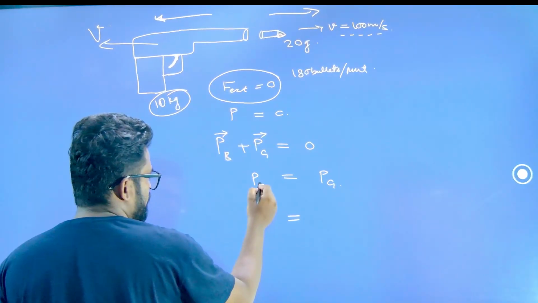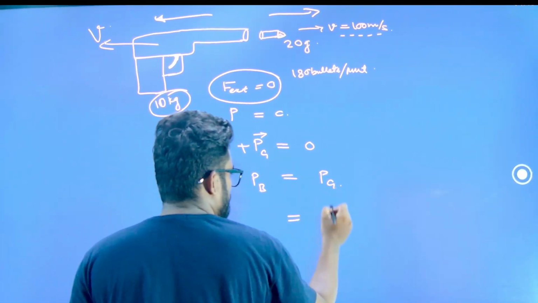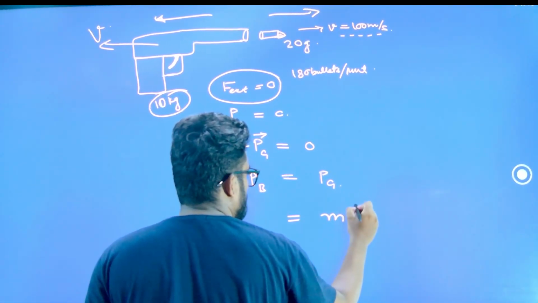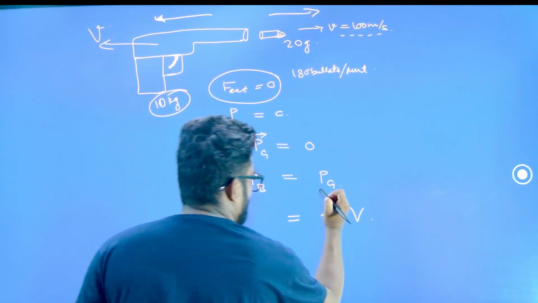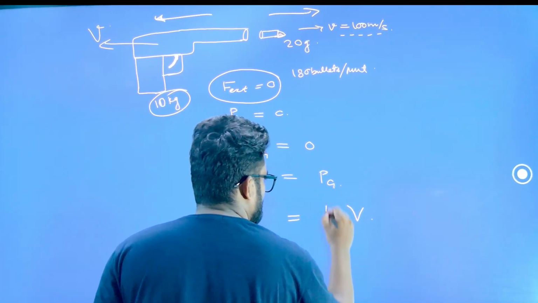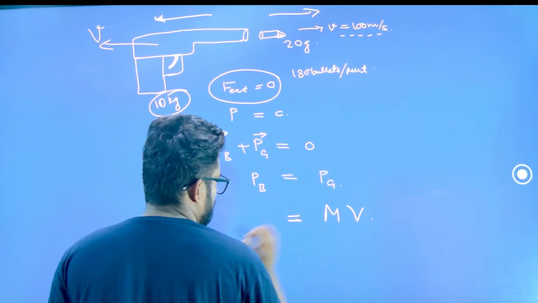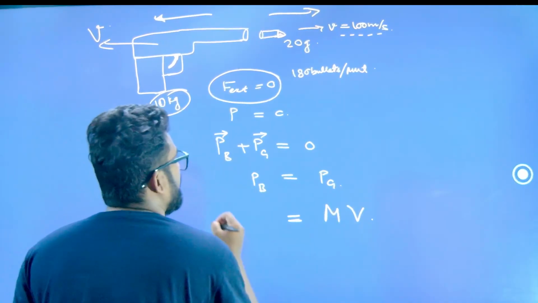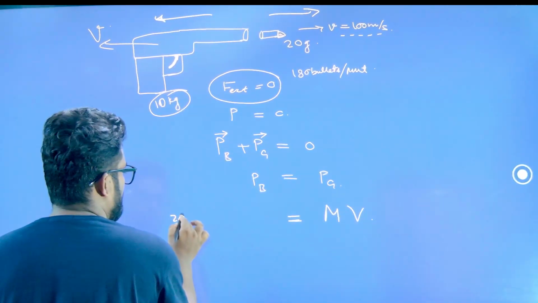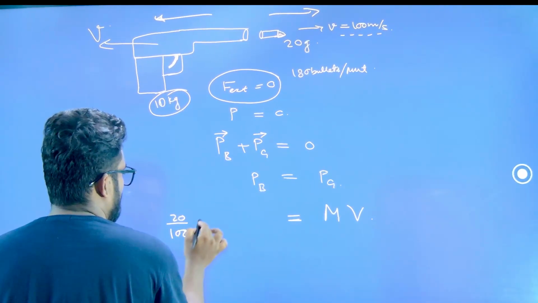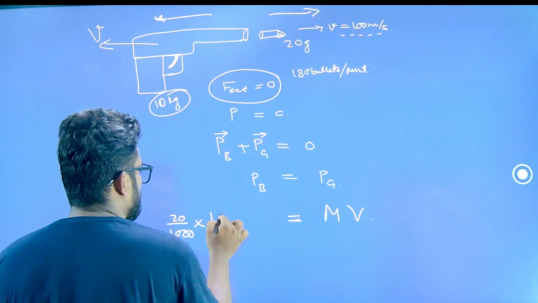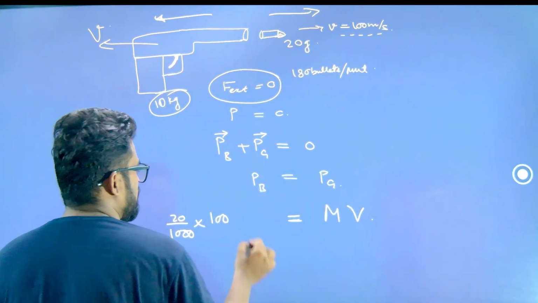So let's see. Momentum of the gun, mass of the gun into velocity, I can write it as capital M times V. Momentum of the bullet would be how much? So bullet mass is how much? 20 grams, so 20 by 1000 kilograms into velocity, how much? 100 meters per second. This is the momentum.